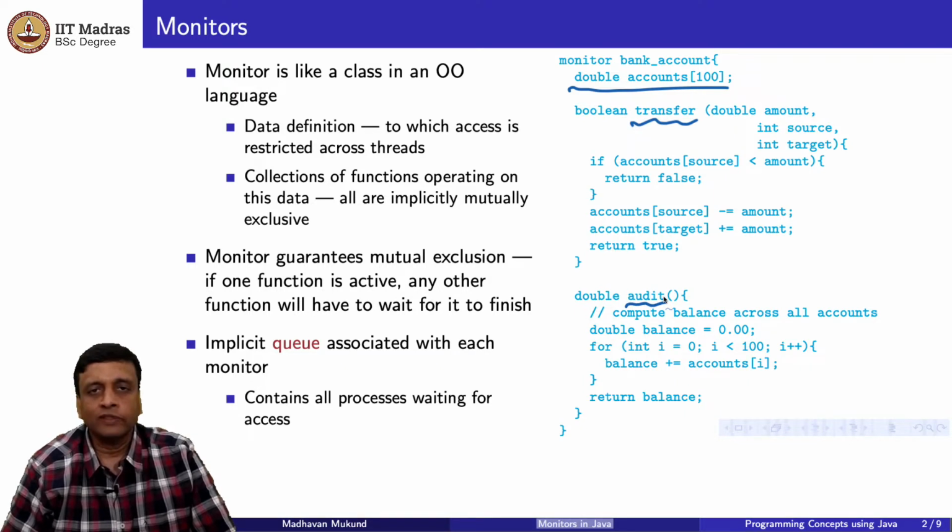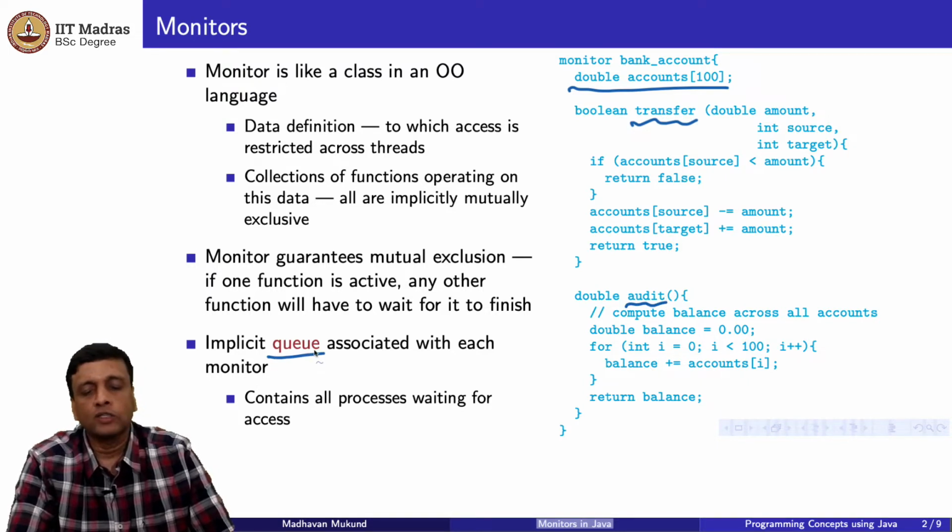As a result, if one of these functions is already operating, so supposing somebody has already invoked a transfer on this bank account and somebody else tries to do another transfer or an audit, then that second call must wait. So there is a queue, right? There is an implicit queue associated with each monitor, which has all the threads which are waiting to access this shared object through these restricted functions which must execute in a mutually exclusive fashion.